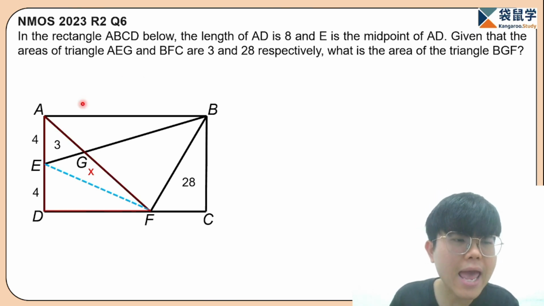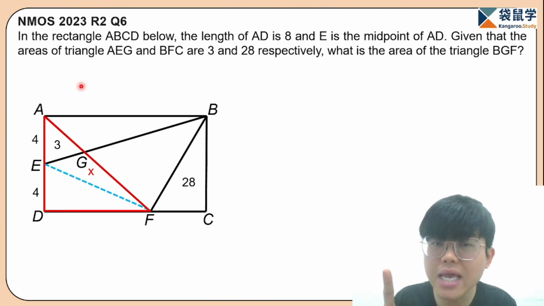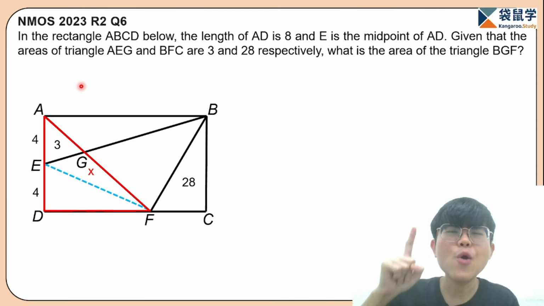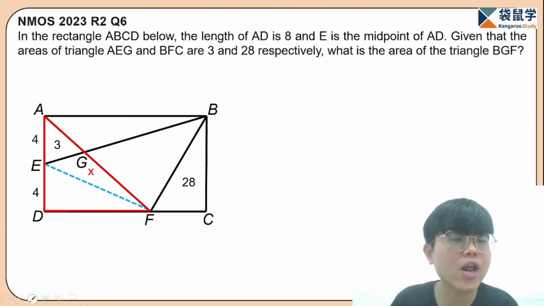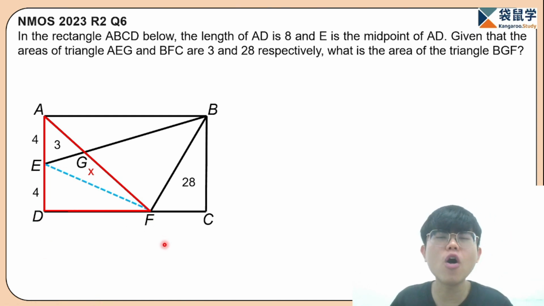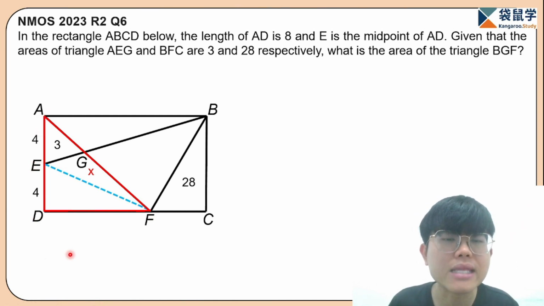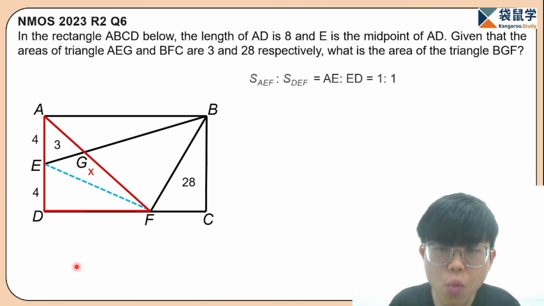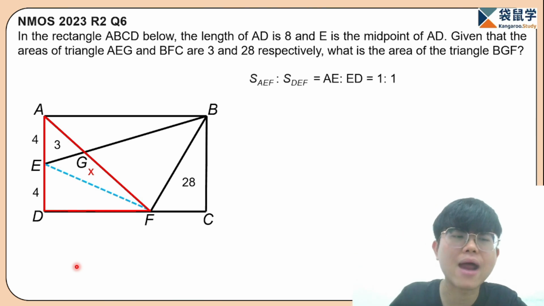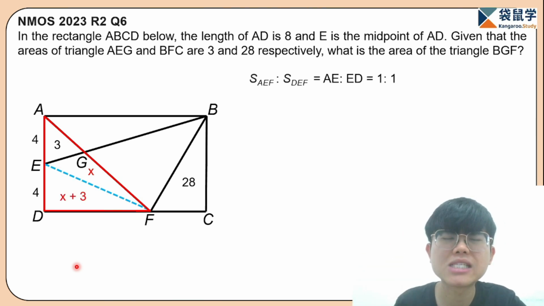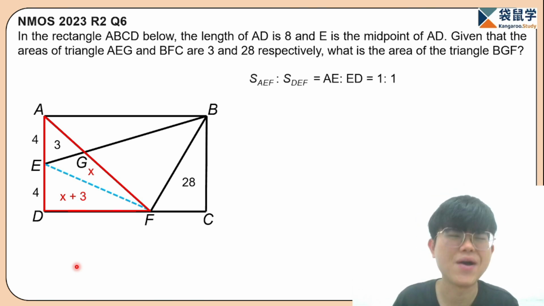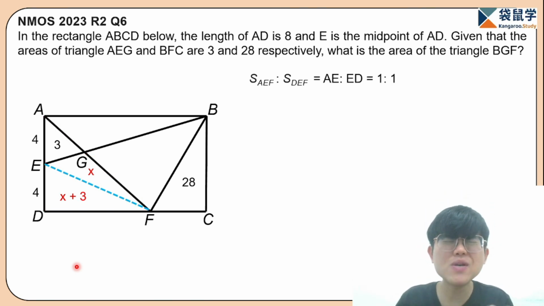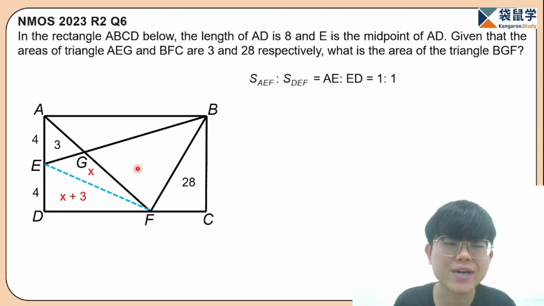You can see that ADF is actually an equal height model. For the equal height model, the areas of triangles AEF and DEF follow the base ratio AE to ED, which is just 1 to 1. So in this case, both of them have the same area. So DEF will be X plus 3. Is there any other part that we can find out? We still have to find the remaining 2 triangles.